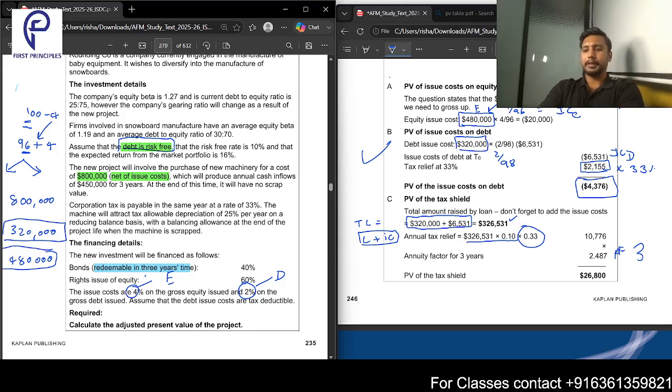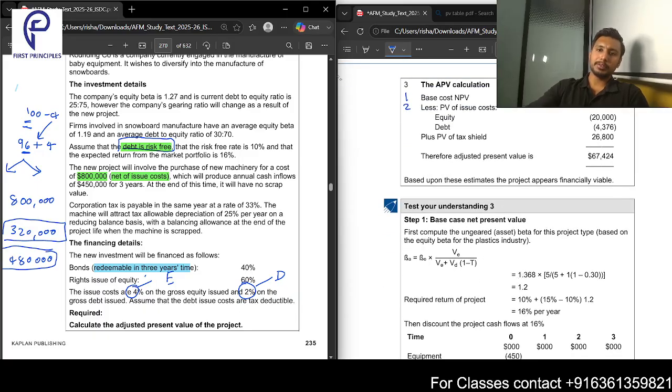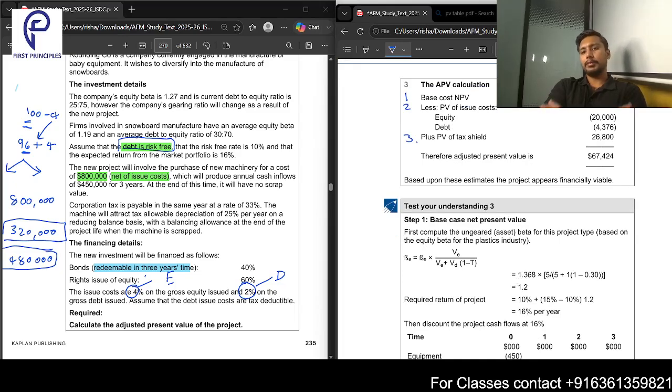So we take the annuity factor. We get the present value of the tax shield. That goes to the final calculation. We take the base case NPV, the present value of the issue cost of equity and debt, only because it was net we are taking 4 by 96, 2 by 98, plus the present value of the tax shield. So we did that and we got our APV.